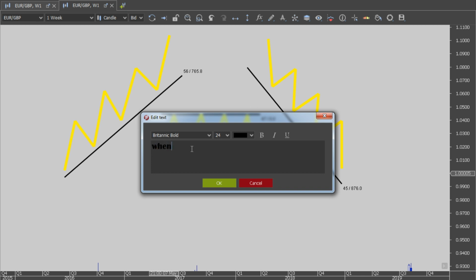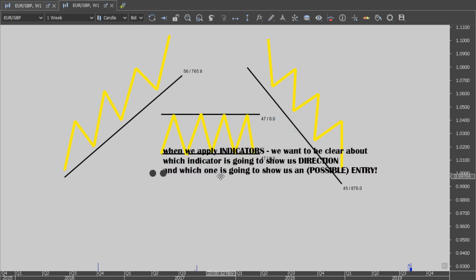So, let's say like this, when we apply indicators, we want to be clear about which indicator is going to show us direction, and which one is going to show us a possible entry. Okay, this is number one.